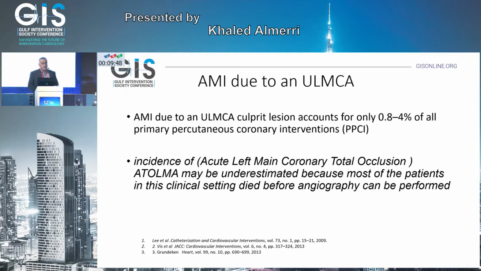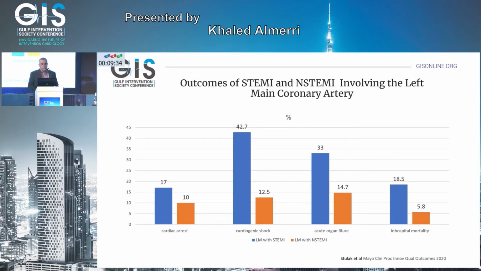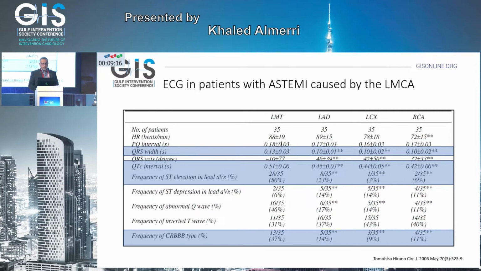But the incidence of a real total occlusion of the left main may be underestimated because most probably those patients will not make it to the hospital. So we don't really know the true incidence of this entity. If we compare patients with left main disease presenting with ST elevation to those with non-ST elevation, clearly those patients present with more cardiac arrest and more cardiogenic shock, they are sicker patients, and most of them die in the hospital.